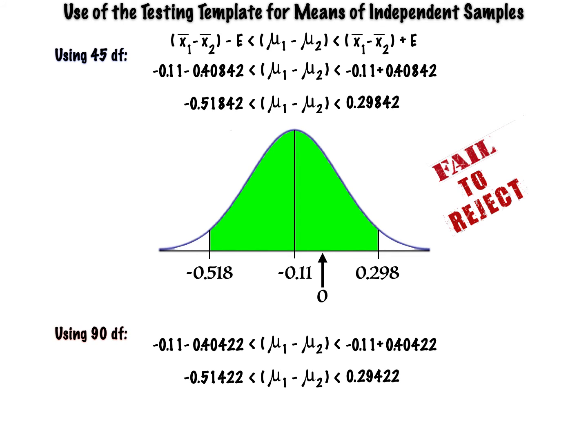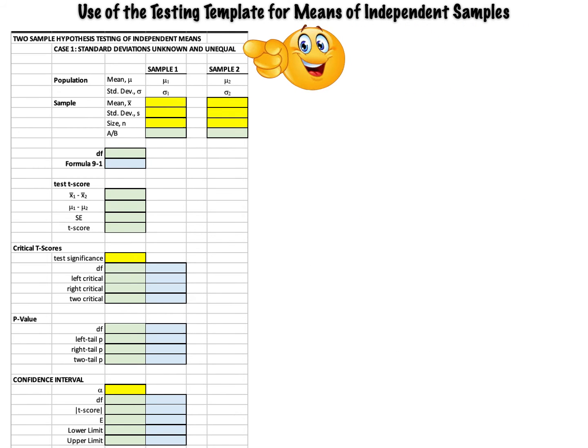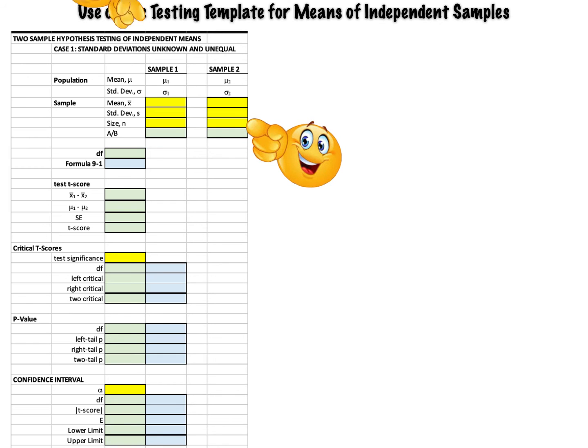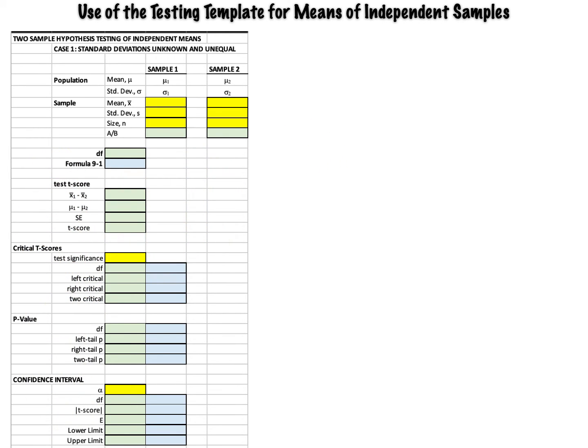Now, let's look at testing the differences with critical t-scores and p-values using the Excel template. Here's the part of the template that deals with case 1 for testing means of independent samples. All the yellow-colored cells are for you to input data. The green cells are where the template places the answers. Here we also have blue cells. These cells are the values calculated for the degrees of freedom determined by the formula. Let's see how well this template works with our data.